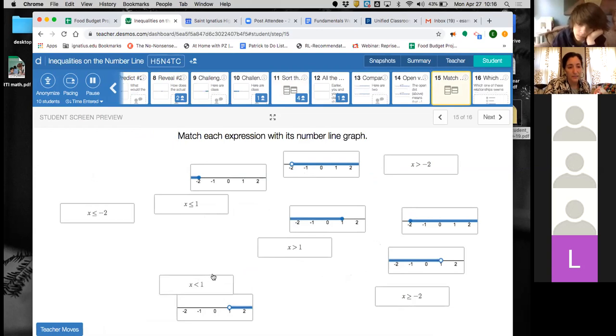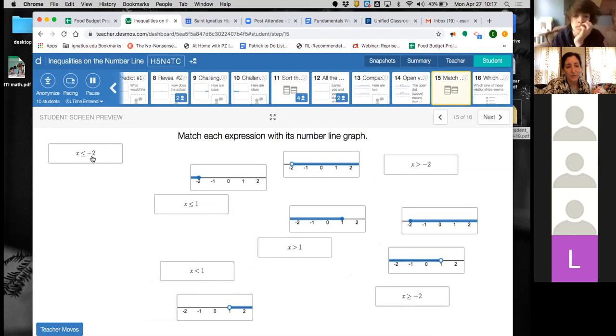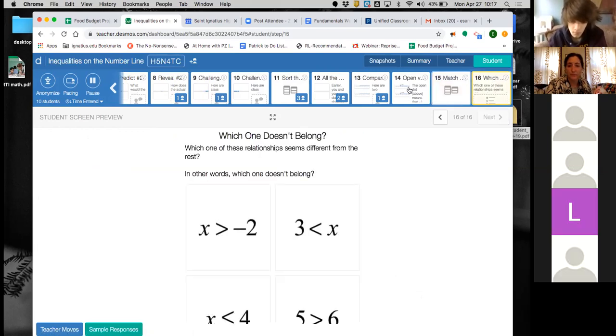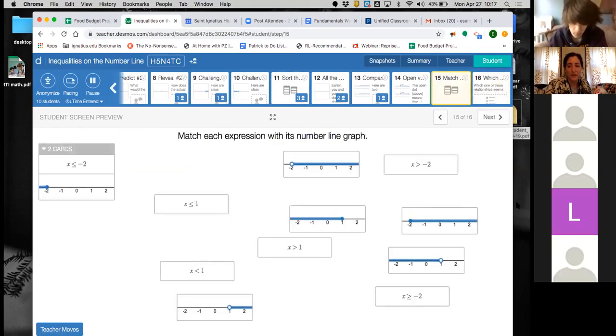If I look at something like this first one here, x is less than or equal to -2, I need a closed circle at -2 and less than -2. So you will match up your cards as you go through. Your job is to finish, and for sure you've got to finish that card sort on 11 and card sort on 15. Those are my two big ones I want to get done.